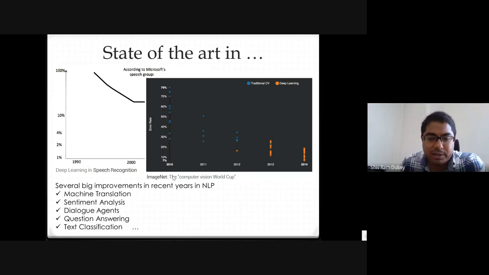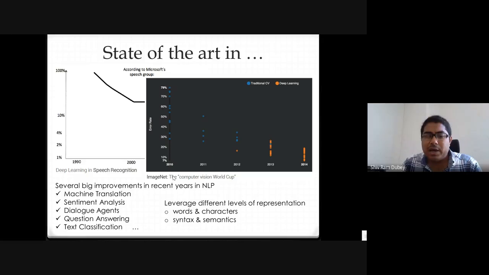So there are several big improvements in recent years in NLP, which covers problems like machine translation, where we have to translate from one language to another language; sentiment analysis, where if we have a sentence, we have to find out what kind of sentiment it is giving; dialogue agents; question answering, which is even extended to vision, where we have visual question answering; and text classification. So basically it is going to leverage different levels of representation, either word level, character level, syntax level or semantics level. The representations at these different levels are going to be leveraged by these deep learning models in order to do these types of tasks in the NLP area.